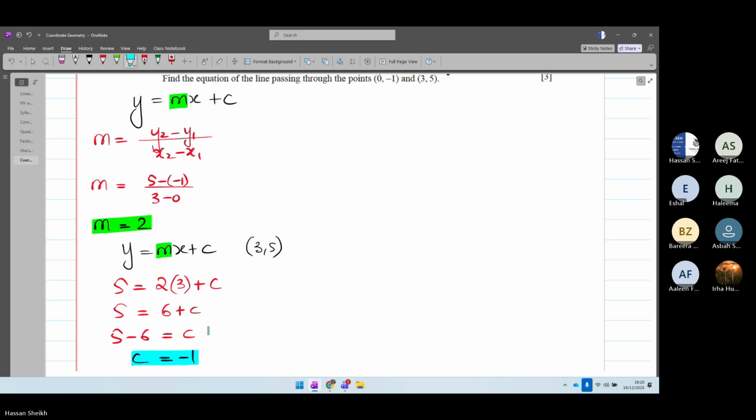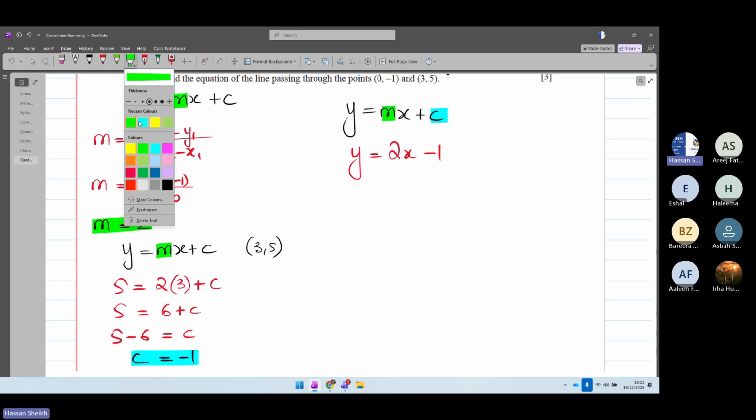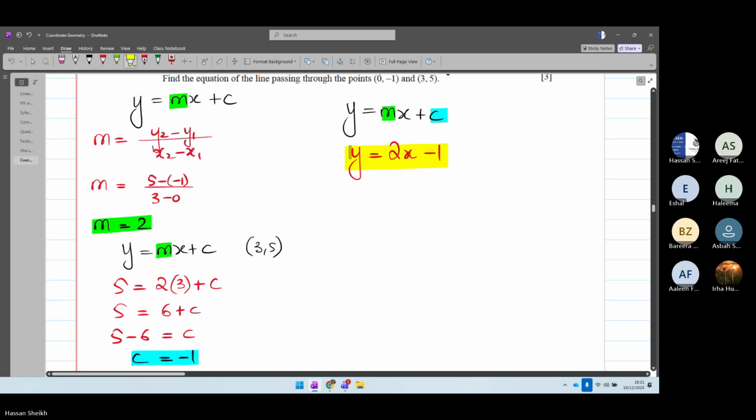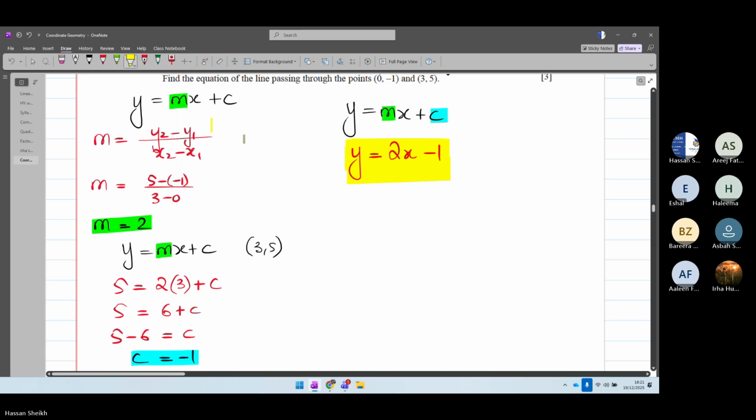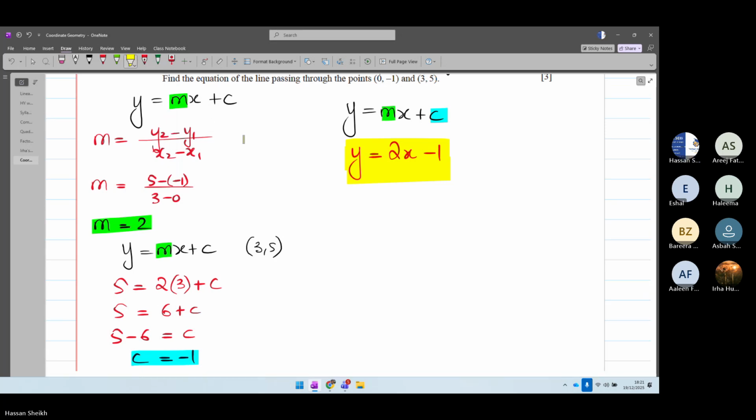Now just substitute. Let me write y equals mx plus c again, and then substitute the value of c and m. m is 2, c is minus 1. This is the equation of the line. Now students, any doubt? No.